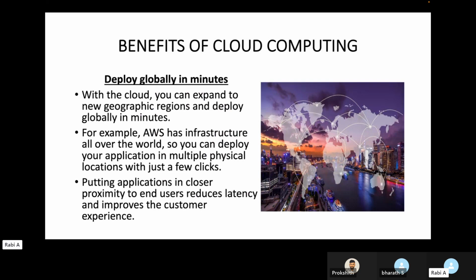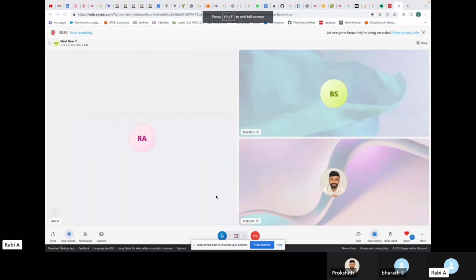These are the benefits we have as part of your cloud computing. Questions?